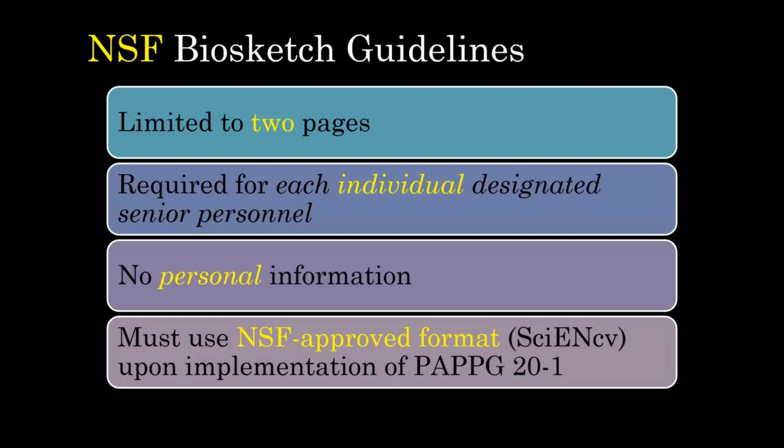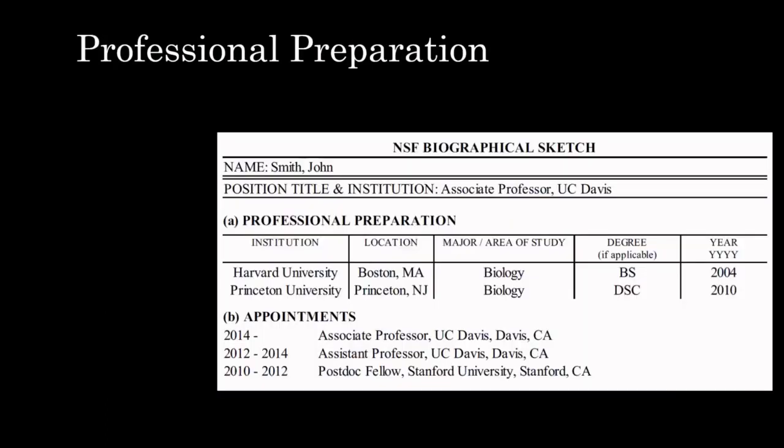No personal information is allowed in the 2 pages. Usually you don't see this too often, maybe with foreign collaborators, but no phone numbers, no home addresses, things like that. This last tab here, must use NSF approved format. Well, as of recording this PowerPoint presentation, NSF released their new PAPPG, the 24-1, so we'll cover those changes here in just a second, and then we'll get into SciENcv in a future slide as well.